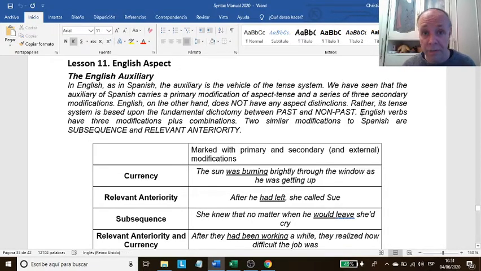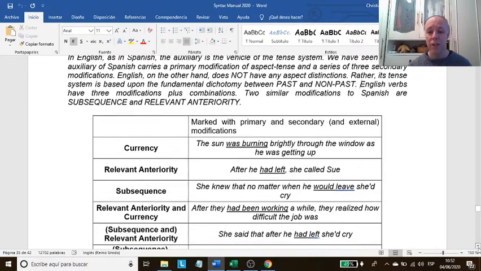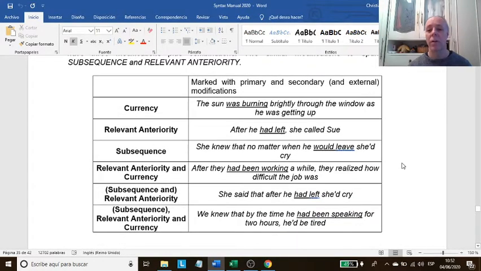Same as Spanish. English verbs have three modifications plus combinations. Two similar modifications to Spanish are subsequence and relevant anteriority. So if we know the Spanish version, we know the English version already. Super easy. Let's look at the chart and see what is new and what is different.